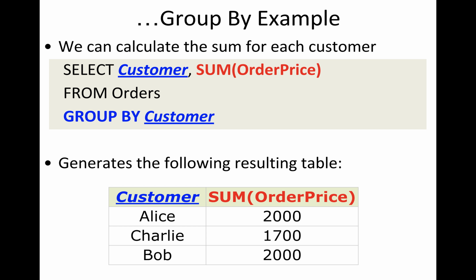Some vendors will replace the parentheses with underscores. Other ones will put them all uppercase, all lowercase. It's not standard. Each one will use different things. If you want to give it a specific name, you could use the AS operator. So sum order price AS, and then total price, say. And then it'll take the name of that column. Make sense?